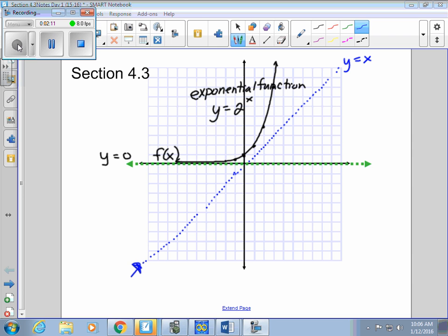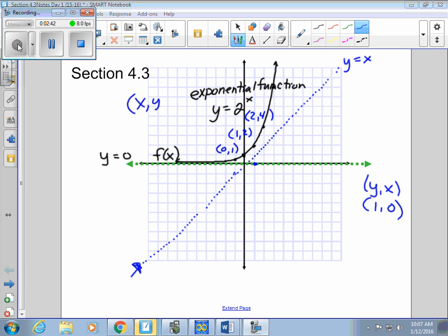So if you think about up here, we have ordered pairs that are x, y. We have an ordered pair that's (0, 1). We have an ordered pair that's (1, 2). We have an ordered pair that's (2, 4), and so on. To graph our inverse, we just graph the other order. We graph y, x. So instead of graphing (0, 1), we're going to graph (1, 0).